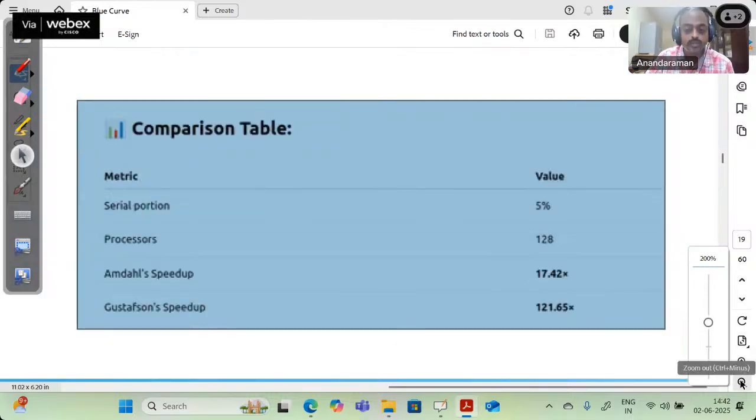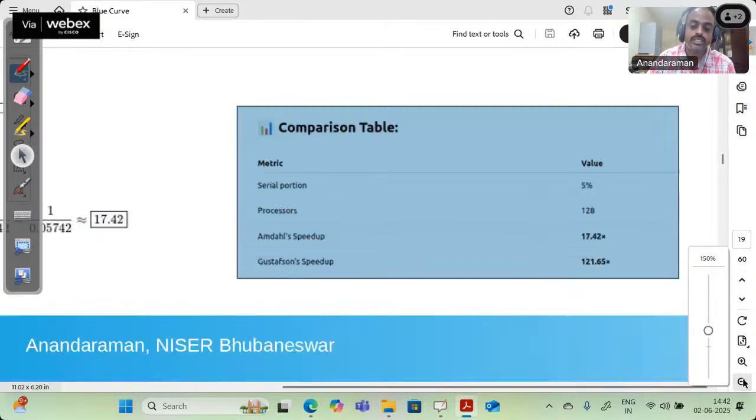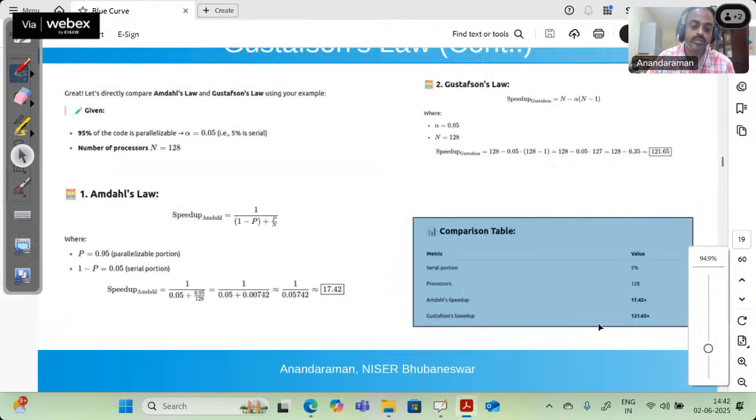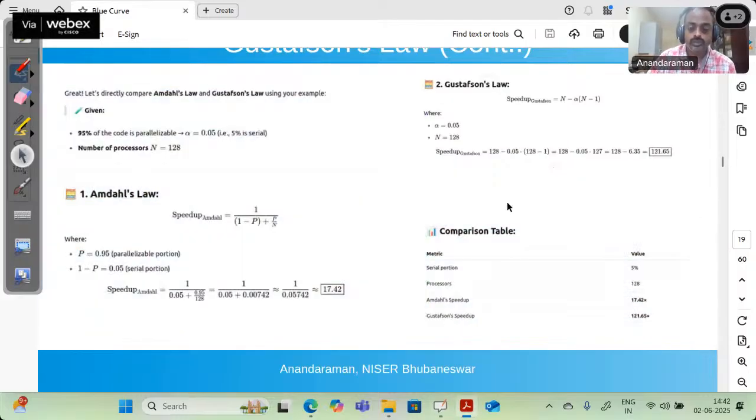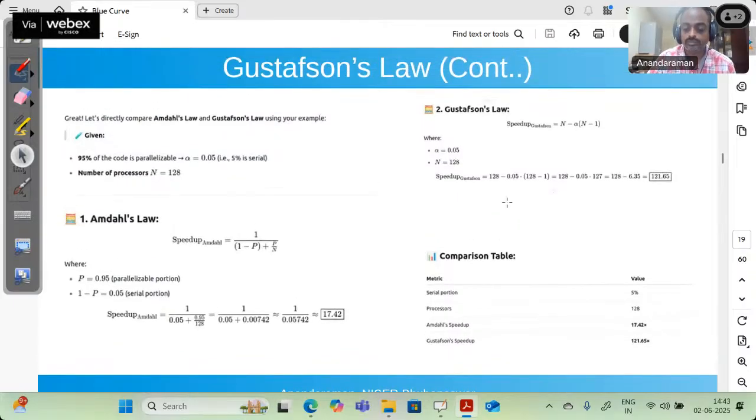So the serial portion is 5%. The number of processors used is 128. As per Amdahl's law the speed up is 17.42x, and the Gustafson law speed up is 121.61x. So in HPC and computation in general, we have to look at scalability. Scalability is actually important. Any doubt in Gustafson law?